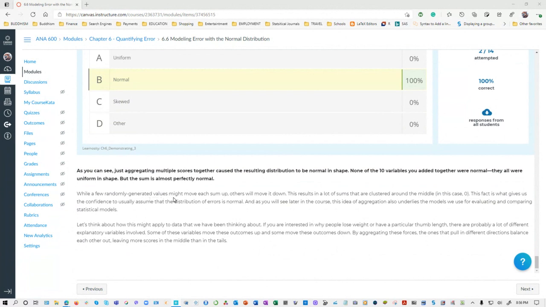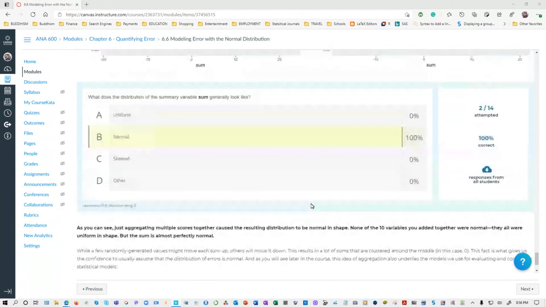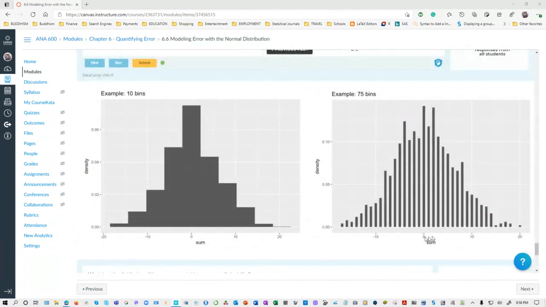While a few randomly generated values might move each sum up, others will move it down. This results in a lot of sums that are clustered around the middle. This fact is what gives us confidence that the error distribution is normal. Some are above and below. It's the same way. Can you remember? It's been centered around 0. This is very similar to the error. Error is going to behave like this.